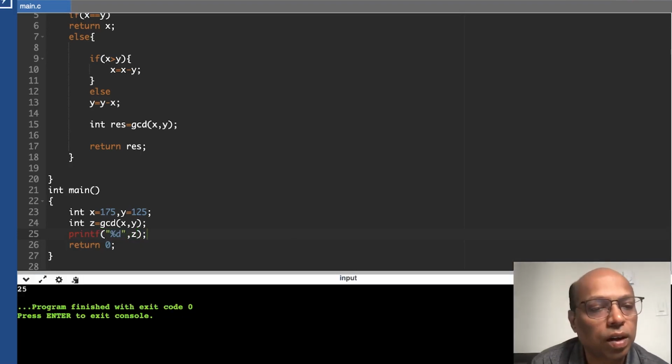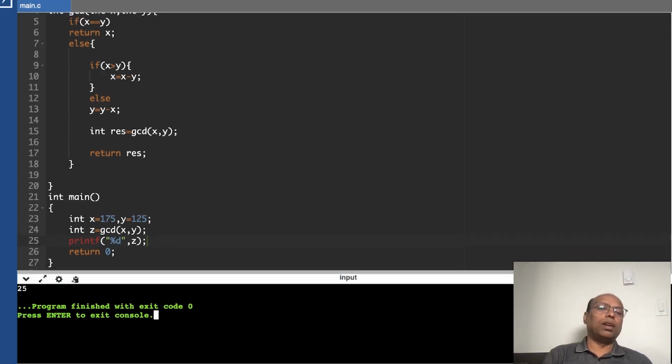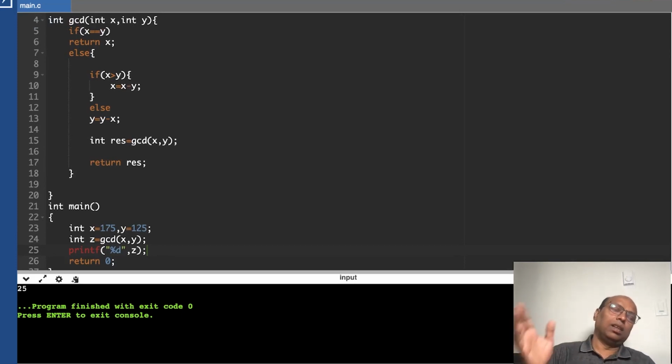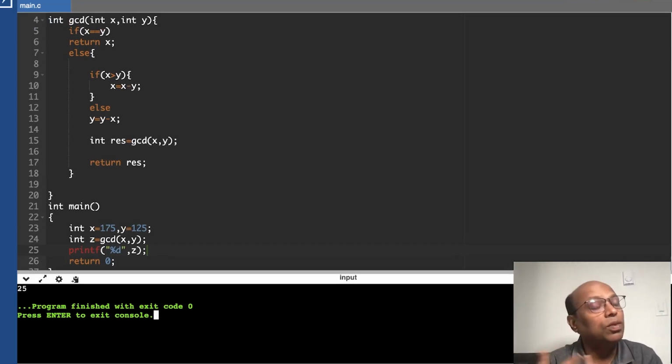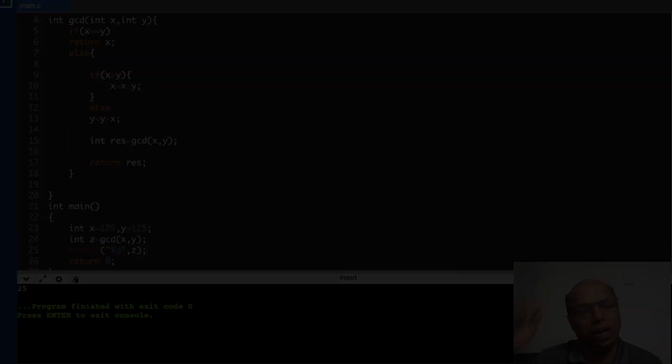Got it? So first you need to understand the problem, identify what is the base component, what is the recursive component, and make a recursive statement. What is a recursive statement? Write a solution to a problem using the problem itself, but not with the same input, but with a different input. Okay.